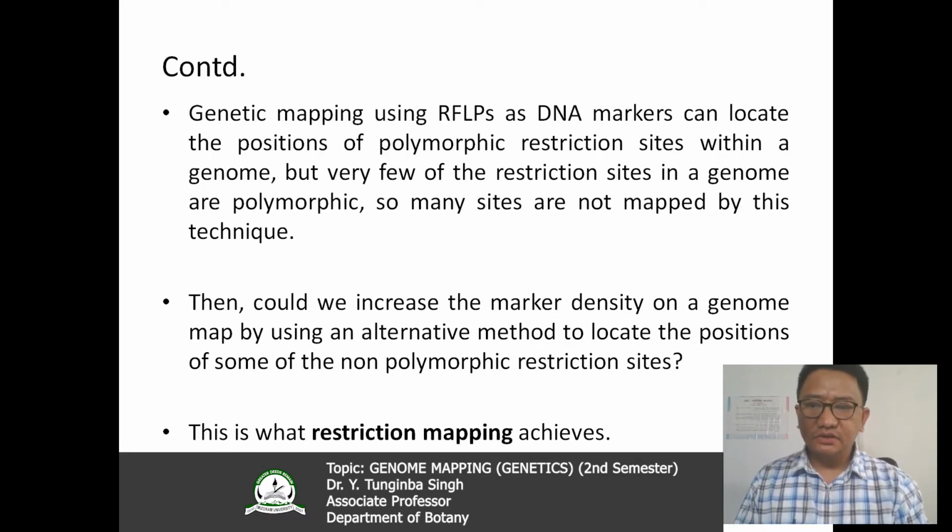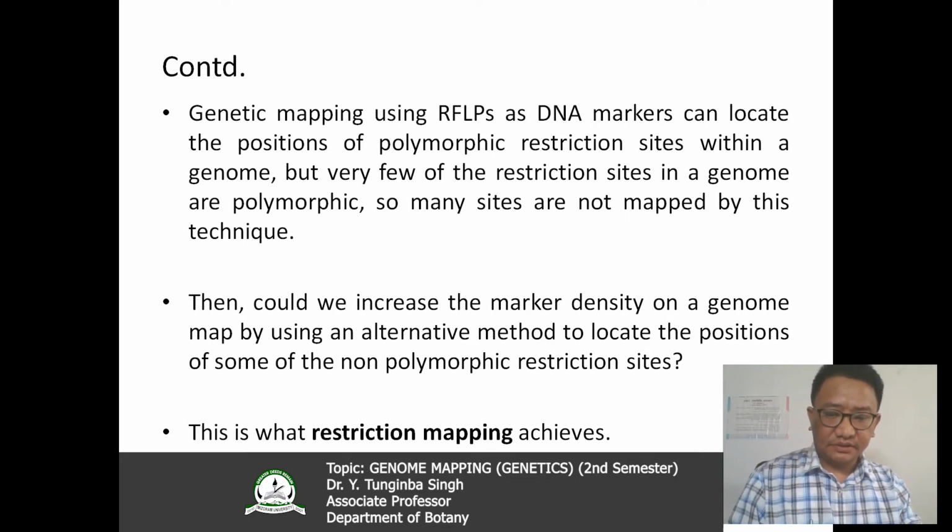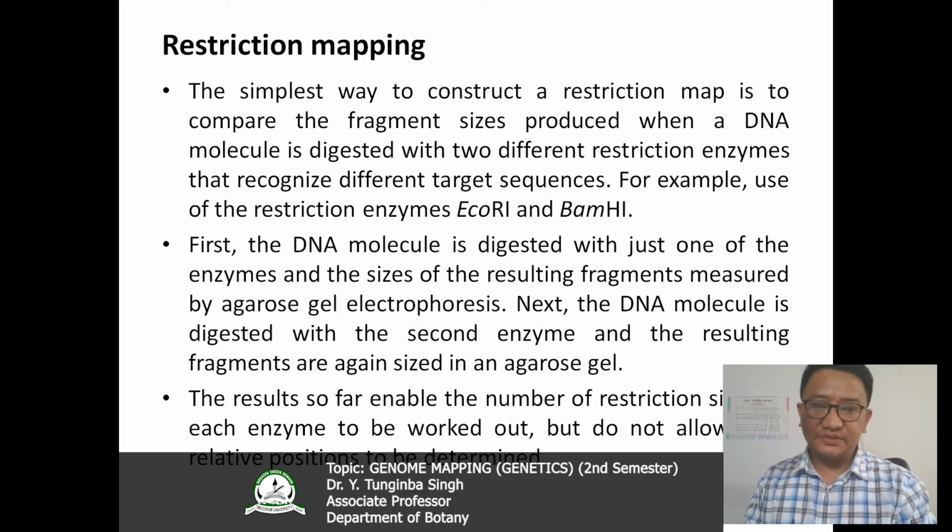As I was telling you, genetic mapping using RFLPs as DNA markers can locate the positions of polymorphic restriction sites within a genome. But very few of the restriction sites in a genome are polymorphic, so many sites are not represented by this technique. Then people started thinking, could we increase the marker density on the genome map by using an alternative method to locate the positions of some of the non-polymorphic restriction sites? That was the basis for restriction mapping. So this is what restriction mapping achieves.